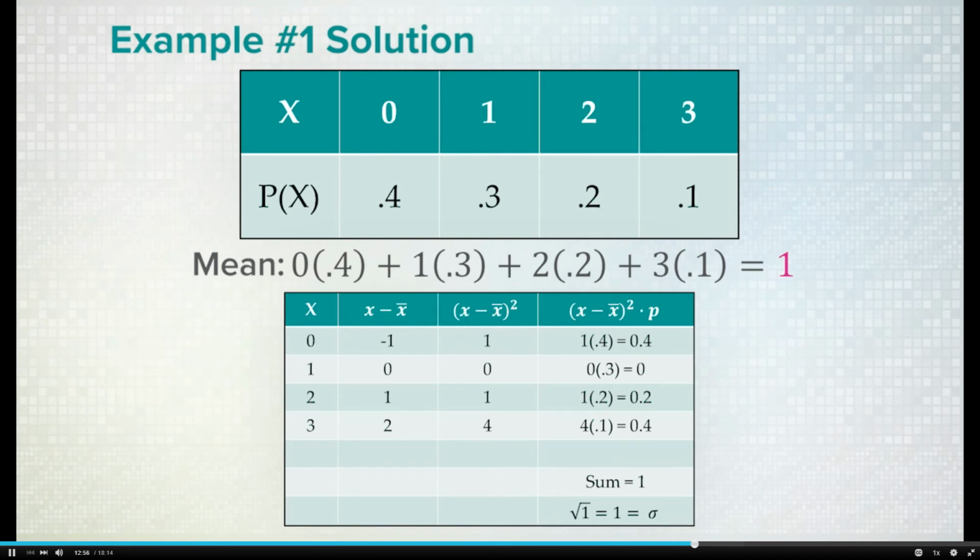In any case, I get the sum of 1, which is my variance. And if I square root that, I get a standard deviation of 1 as well. So the mean of x is 1, and the standard deviation of x is 1, in this particular case. Many times you'll see the mean and the standard deviation denoted like this: mu sub x and sigma sub x.